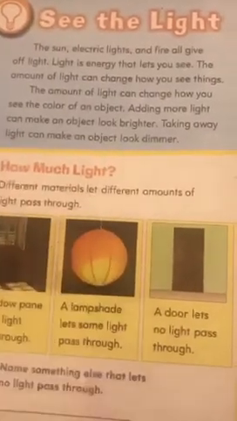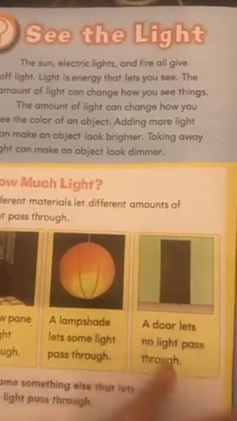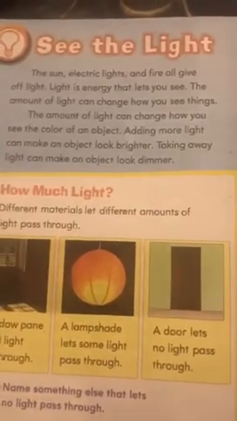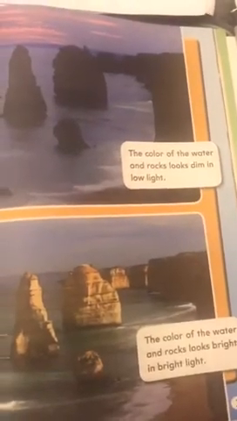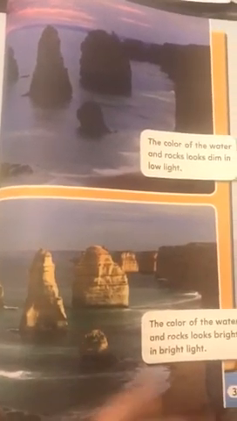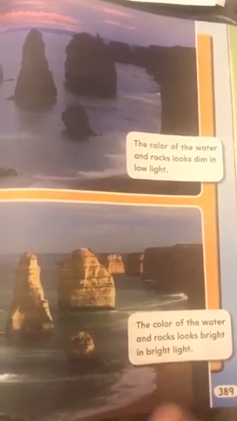Basically, as I said previously, we have light from our sun, so from the sunlight, or from the electric lights, from the lamps, etc., as well as from fire. Now if you look at this picture, it's the same place, but here the color of the water and rocks looks dim. It looks dim in the low light. Why? Because here we don't have enough light. But here, as you can see in the picture, it's very clear because we have enough light and it looks bright. So the color of the water and rocks looks bright in the bright light.